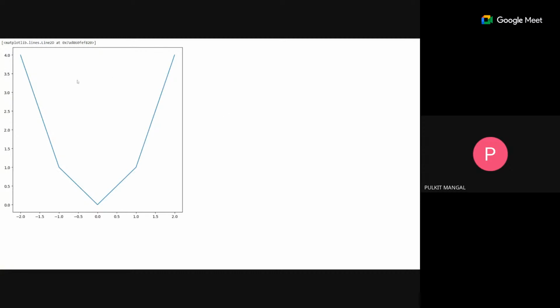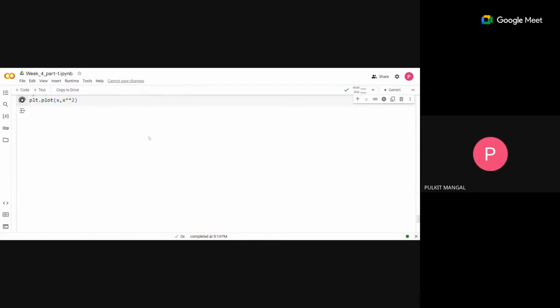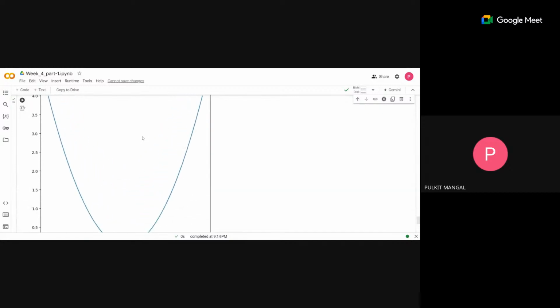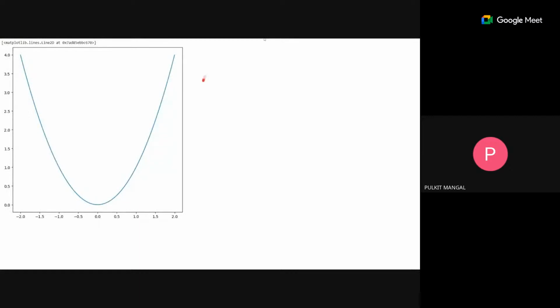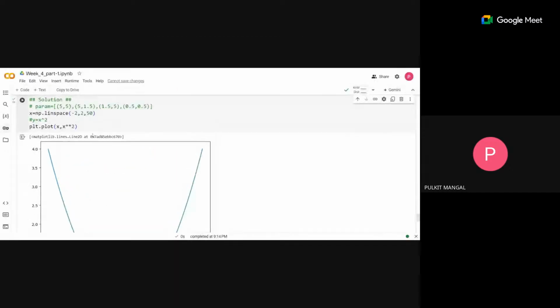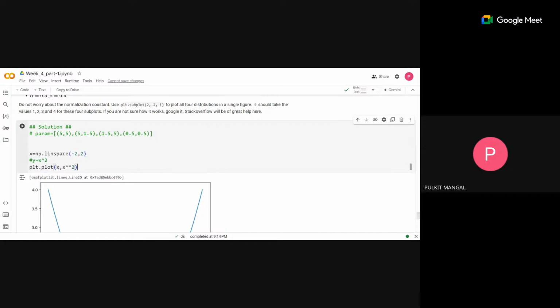So what you have to do is increase the number of points that you take. Let's try with 50. Now if you see, the curve is very smooth. Let's see it from full screen. The curve is very smooth now. By default, if you don't give this third argument, it will take the value 50. So is this linspace part clear? Why we are using linspace here?